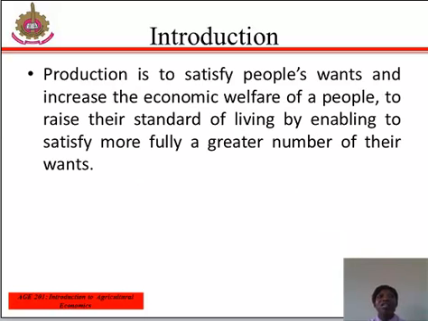Introduction. Production is synonymous with creating something. Economists do not restrict production to the manufacture of commodities alone. Therefore, the aim of all production is to satisfy people's wants and increase the economic welfare of the people, so as to raise their standard of living by enabling them to satisfy more fully a greater number of their wants.